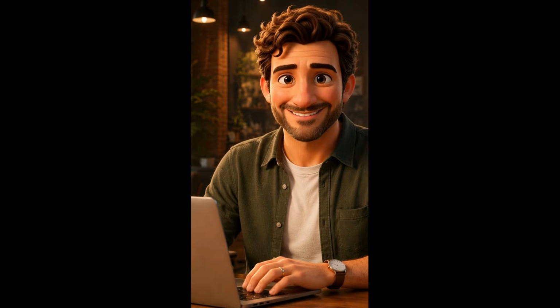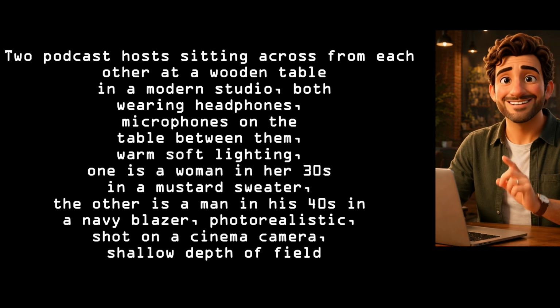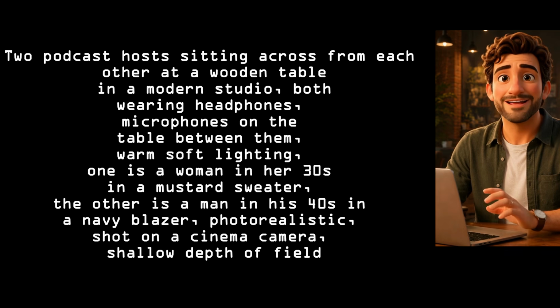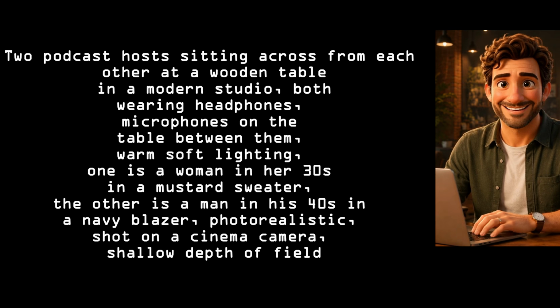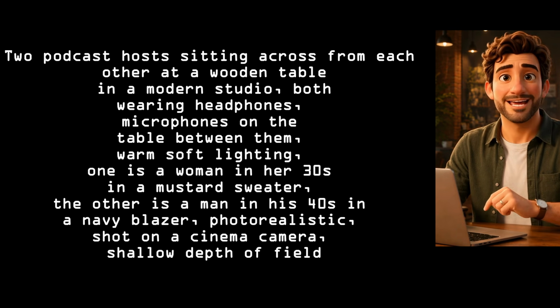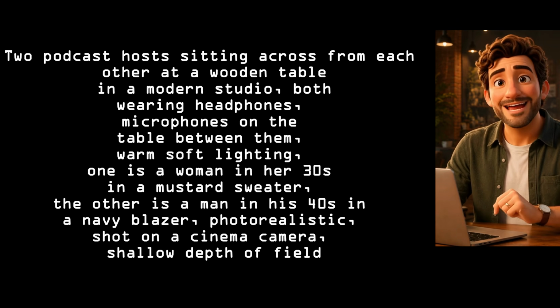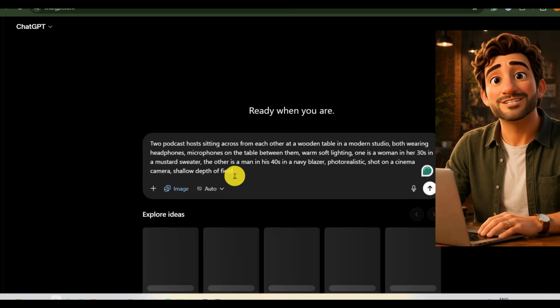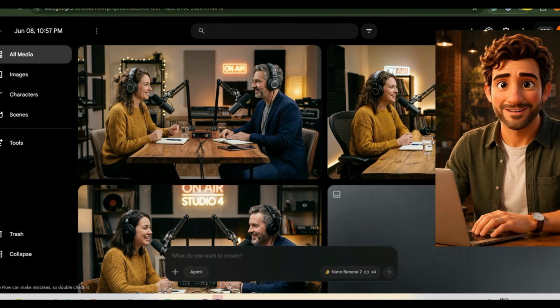If you want realistic human hosts, use a prompt like this. Two podcast hosts sitting across from each other at a wooden table in a modern studio, both wearing headphones, microphones on the table between them, warm, soft lighting. One is a woman in her 30s in a mustard sweater, the other is a man in his 40s in a navy blazer. Photorealistic, shot on a cinema camera, shallow depth of field.